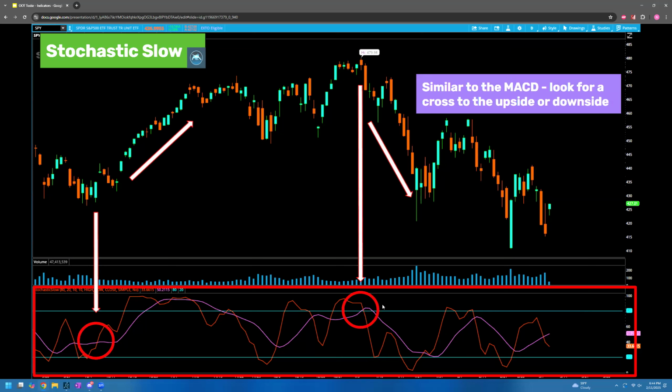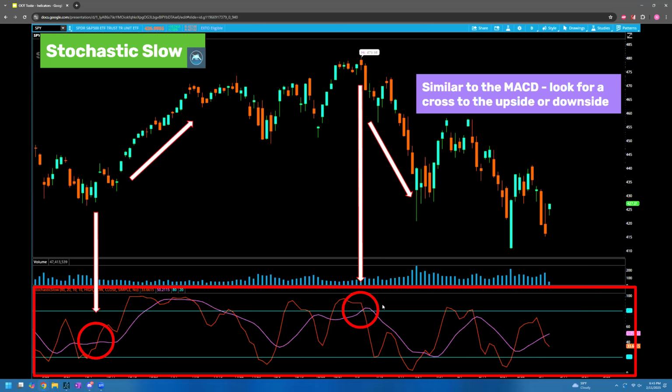So crosses to the upside generally are going to represent a potential move to the upside, and a cross lower, when the red line crosses below the pink, is generally going to represent a potential move lower. Now, the other thing with the Stochastic Slow is that it also has those oversold and overbought zones. So the oversold is when the lines get below that 20 level at the bottom there, and the overbought is when those lines get above that 80 level at the top.